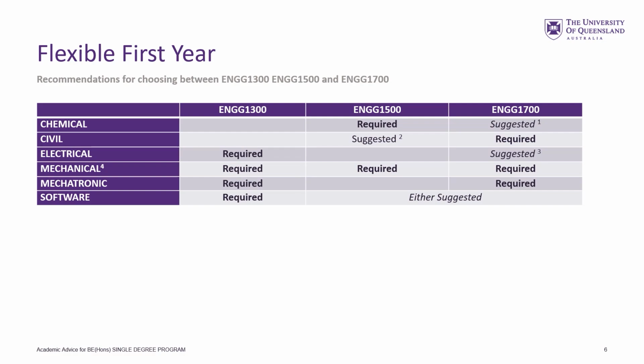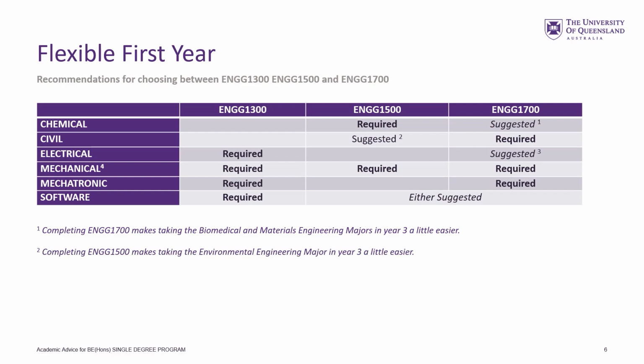If you're interested in chemical engineering, you know that you need to complete Eng 1500. But we'd also suggest that you consider completing Eng 1700 because that will make completing the biomedical and materials engineering majors in year 3 a little easier. If you're interested in civil engineering, then you need to complete Eng 1700, but for a second engineering science course, we'd recommend Eng 1500 because it makes taking the environmental engineering major a little easier in year 3.